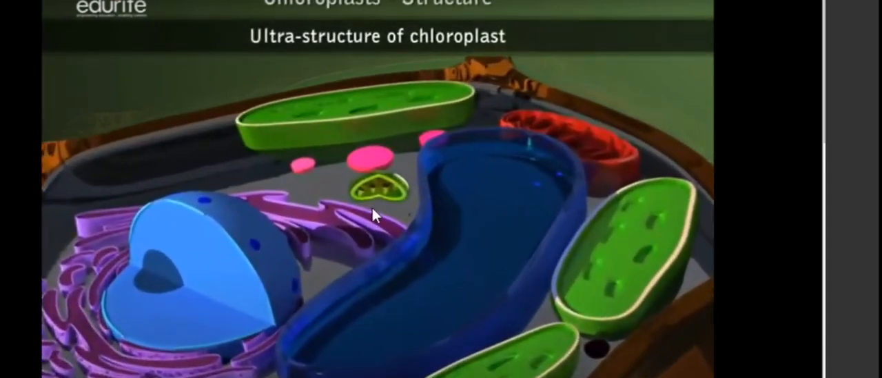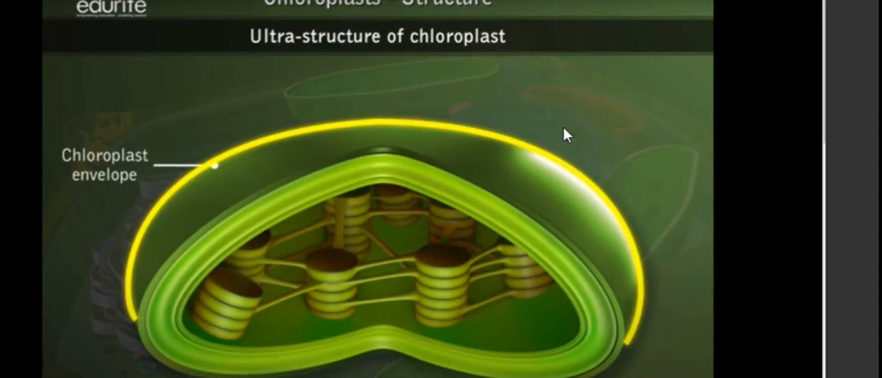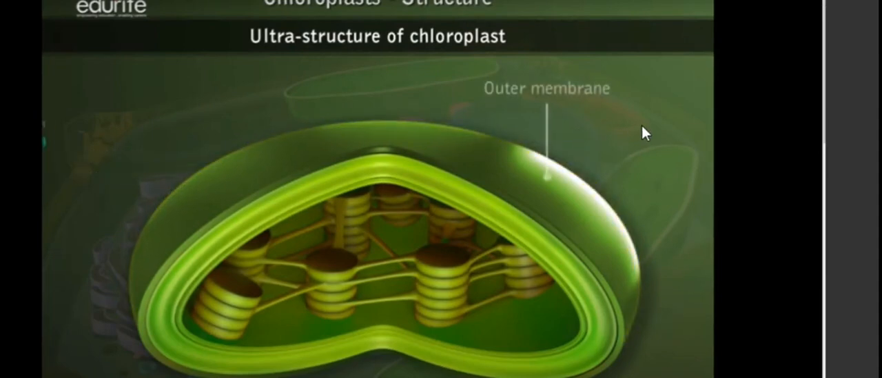Now let us zoom in on the chloroplast. Let us have a look at the chloroplast. You can see here the chloroplast envelope, meaning chloroplast covering. It is 2 in number.